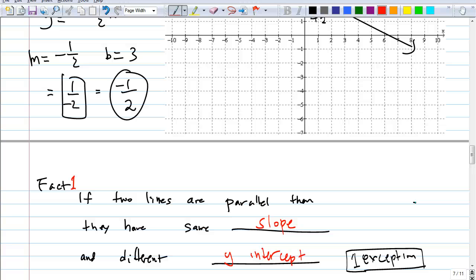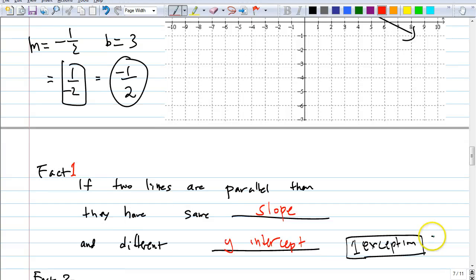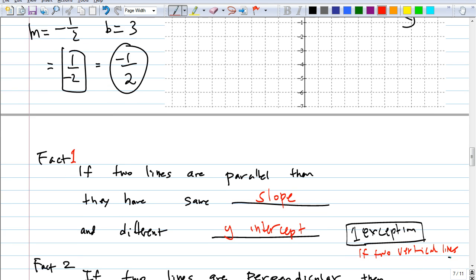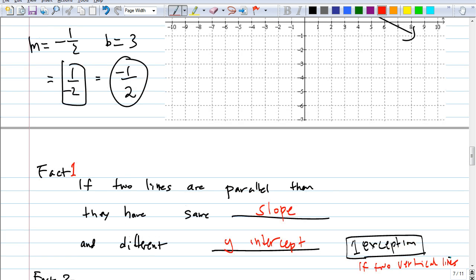Meaning, Jamin, what is he talking about? That's right. If two lines are vertical. One exception is if two vertical lines. Right? When I say two vertical lines, meaning two different vertical lines, right? Why not? Don't they have the same slope? Kind of. Well, what's the slope of a vertical line? Undefined. m is undefined, right? So you can't really say they're the same. Right? I guess you know, but that's one exception.